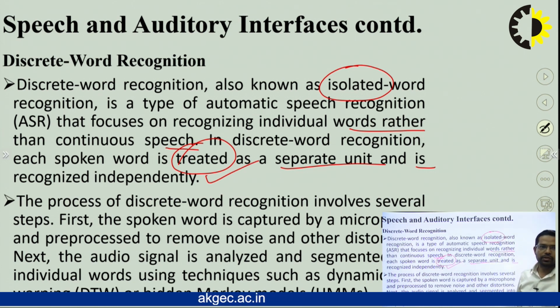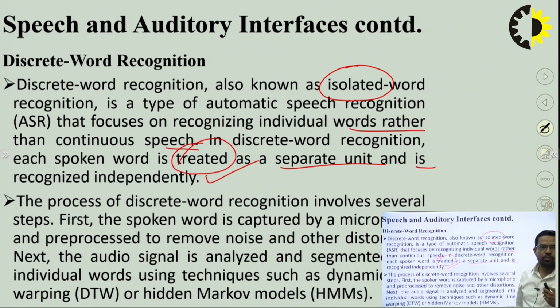The process of discrete word recognition involves several steps. The first step: the spoken word is captured via a microphone and pre-processed to remove noise and other distortion. Second, the audio signal is analyzed and segmented into individual words using techniques such as dynamic time warping (DTW) or hidden Markov models. These are the two methods we use to analyze the individual words.